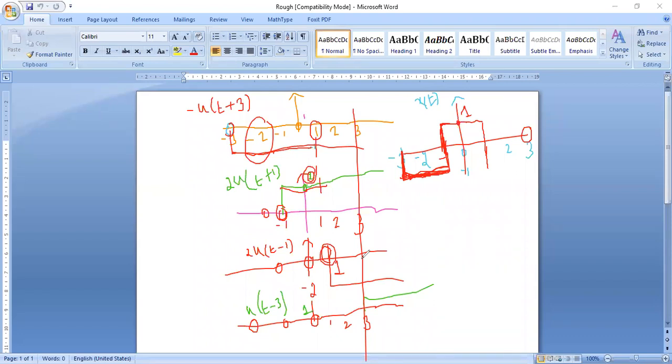Is there any transition? No, ma'am. So if there is no transition, then the amplitude will be maintained. But still, I want to confirm how much the amplitude will be. So let me add it: -1 plus 2 minus 2. That's it. So my amplitude is same.